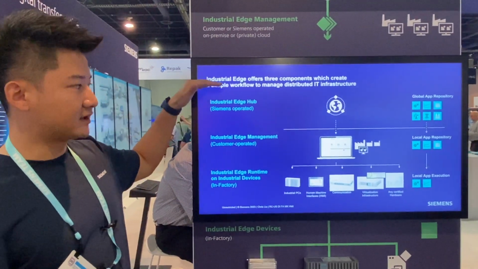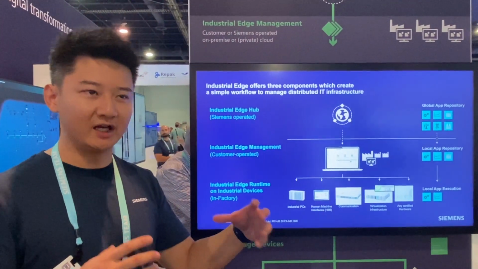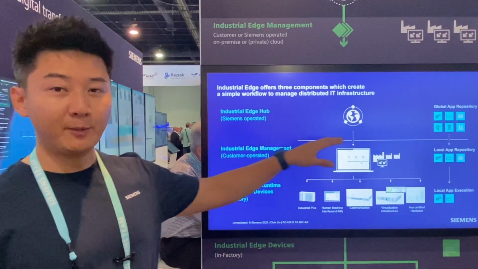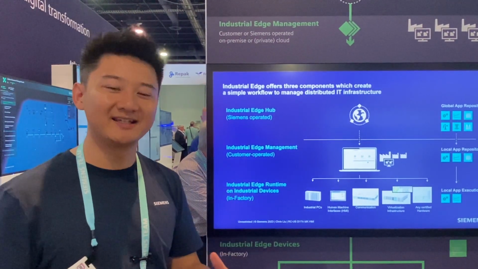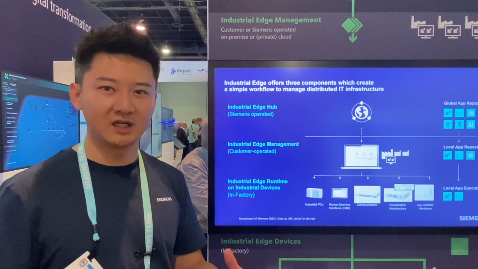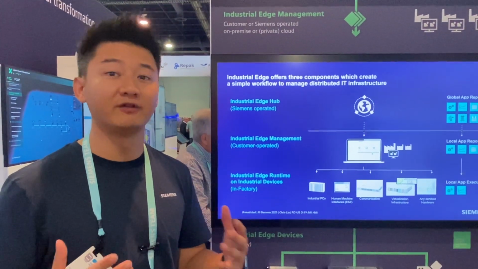So from the top down, we have Industrial Edge Hub, which is placed in the cloud and is operated by Siemens. It is basically your global app repository that helps you to easily manage all your purchase subscriptions, your software, your applications. And one thing to note is that all our edge applications are software as a service.